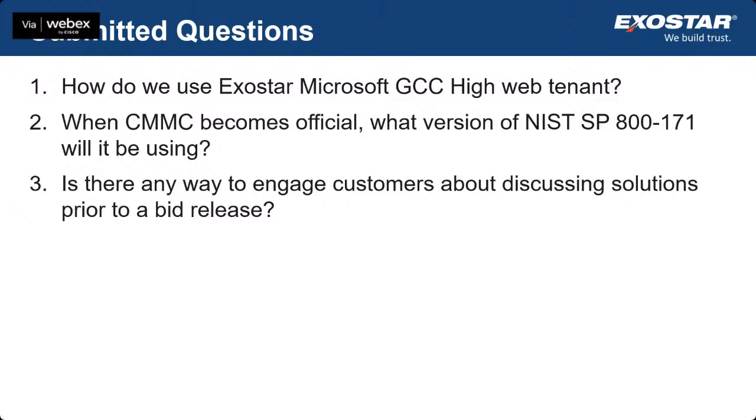Number 2, when CMMC becomes official, what version of NIST 800-171 will it be using? To tell you the truth, I don't know yet. So currently, just to let everybody know, NIST 800-171 is going through its 3rd revision, right? The one that is currently being enforced is Rev 2. The one that's currently in draft form, and it's on the 2nd draft, is Rev 3. It's expected that Rev 3 will be finalized in either Q1 or Q2 of 2024.